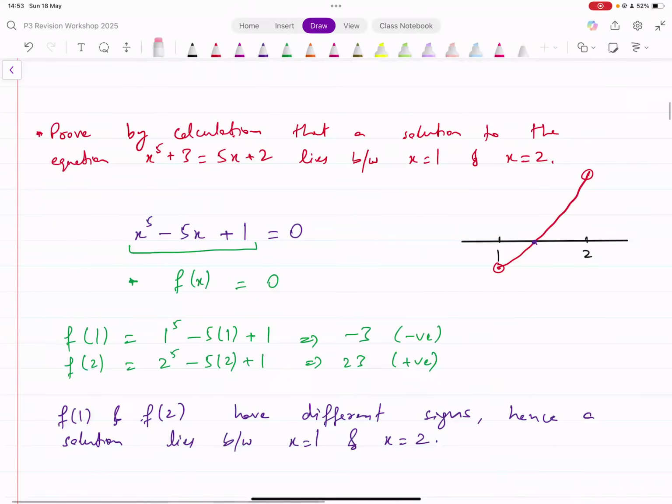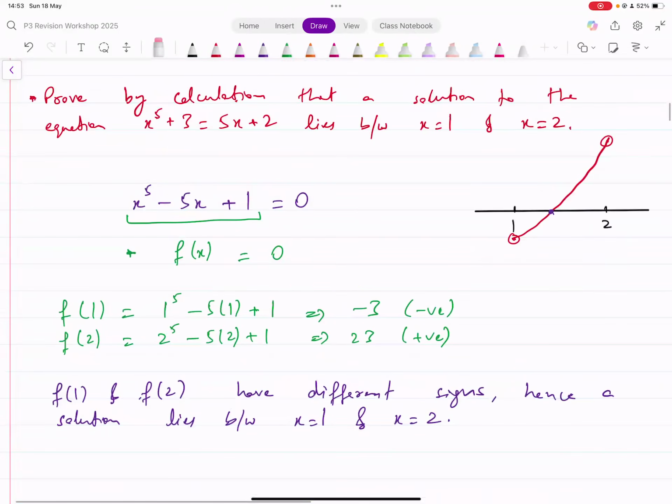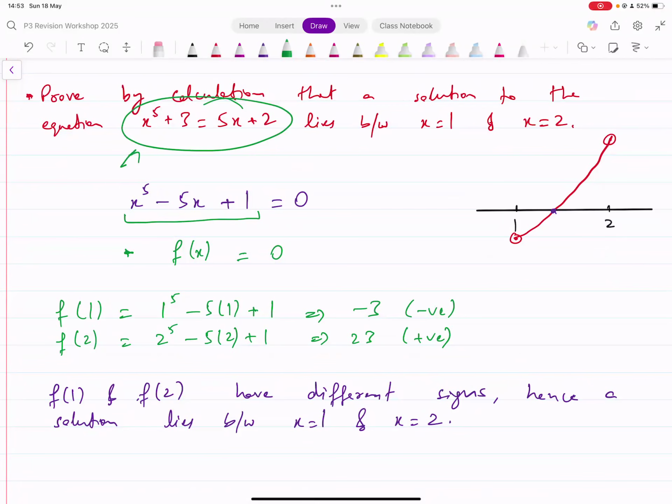Let's take a look at another example. So let's say we've got this. Now, this is a different equation. We have to prove that a solution of this equation lies between x equals 1 and x equals 2. Now, we cannot just input values of x in this directly.